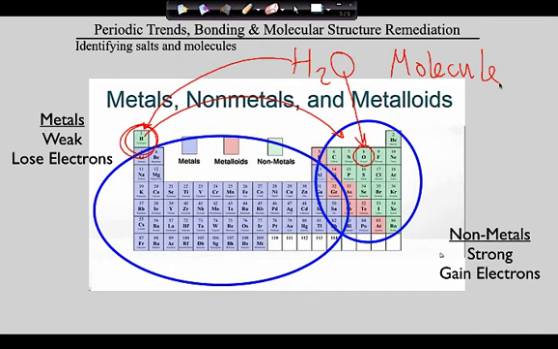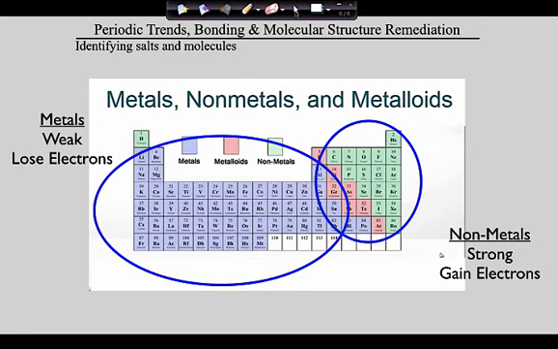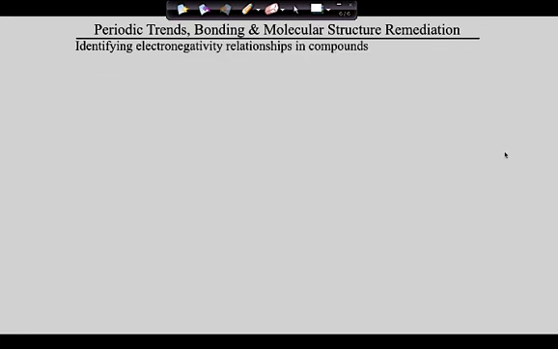So that is one of the 4 things that you're going to need to be able to do for the remediation test, is given the formula for compounds, you've got to be able to identify them as being a salt or a molecule. The next concept that you need to understand, or the next skill that you need to have, is the ability to identify electronegativity relationships in compounds.